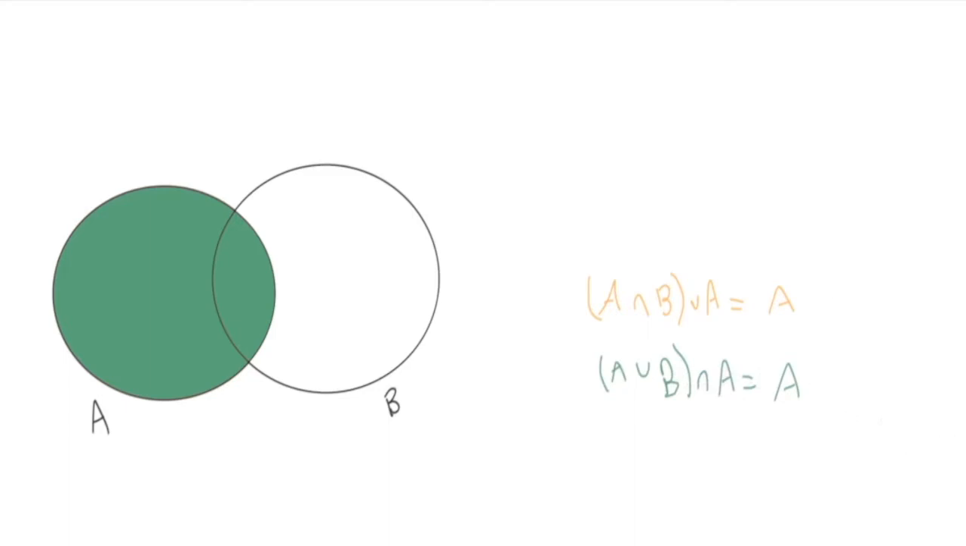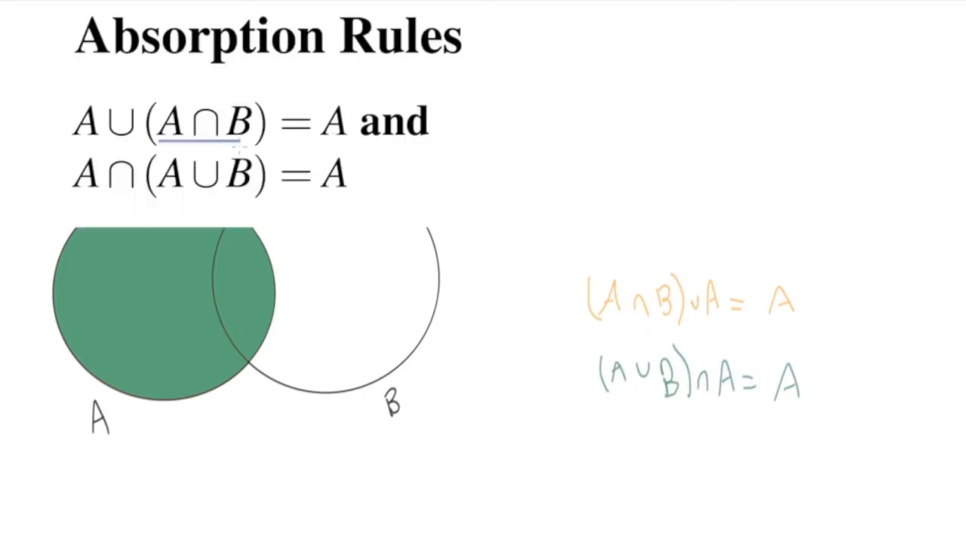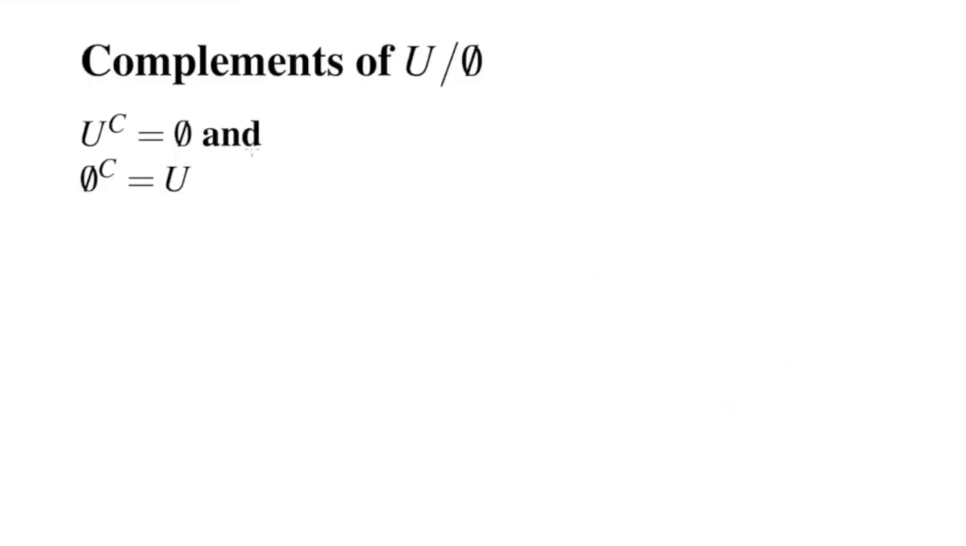These are what's called the absorption rules. If we have the intersection of A and B, and we take the union with A, we get A. If we have the union of A and B and we intersect it with A, we get A. So this is how to go from the union or intersection of A and B to A. Okay, all we have left are the pretty simple ones, so let's have a look.